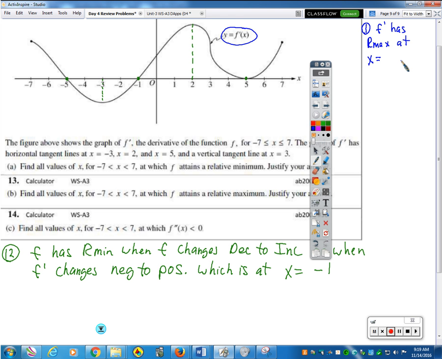X equals 2. Brayden says x equals 2. How many vote with Brayden? 2 points, 3 for Brayden. Here's f prime changing from increase to decrease. That means that f prime has a relative max at x equals 2 because f prime is changing from increase to decrease. Show me one or two if that makes perfect sense.